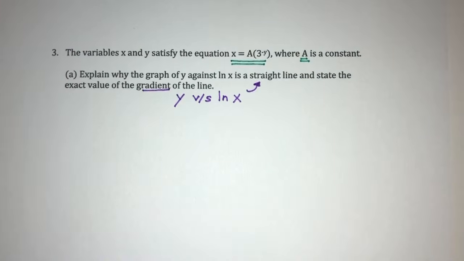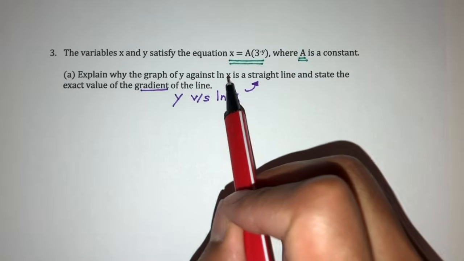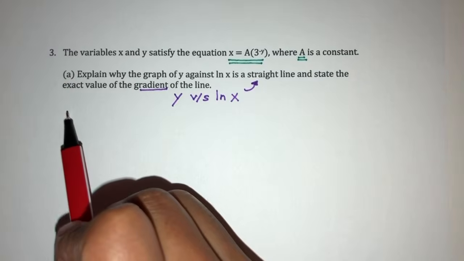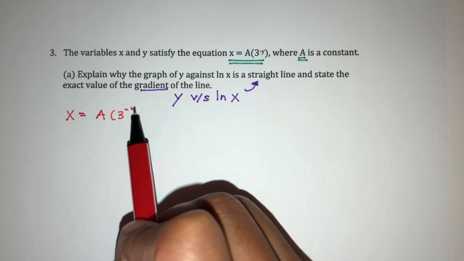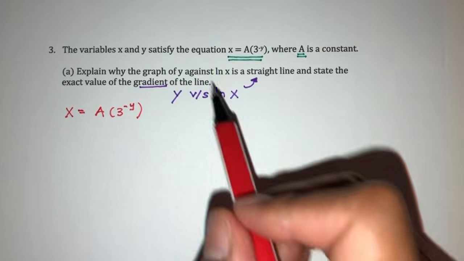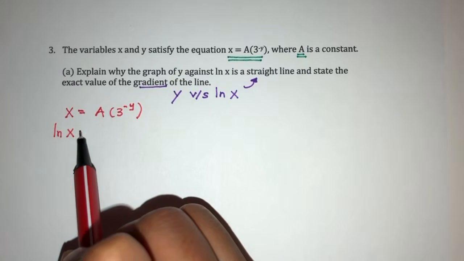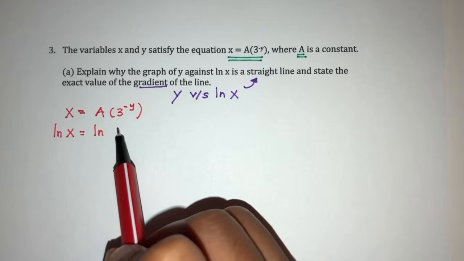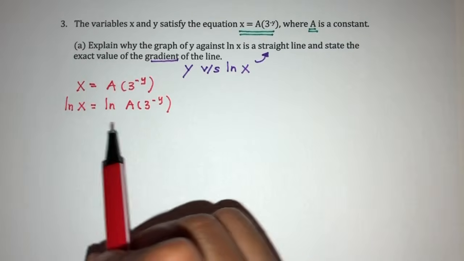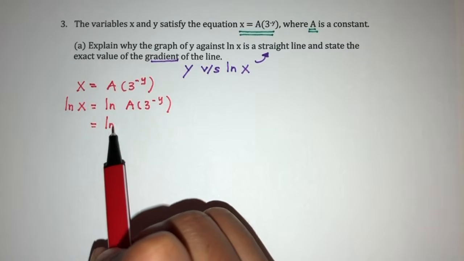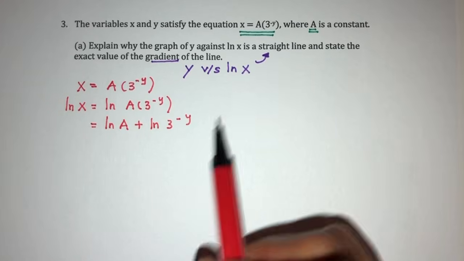Okay, so pretty easy. So here we have to first express this equation in terms of y against ln of x. So let's try this. At first we have x is equal to a times 3 power minus y. Now, because here we have ln of x, we have to apply ln here and also ln here, because you don't want to change the equation, you have to apply on both sides, if that makes sense, right? Now we can simplify this part. That will be what? Ln of a plus ln of 3 power minus y.